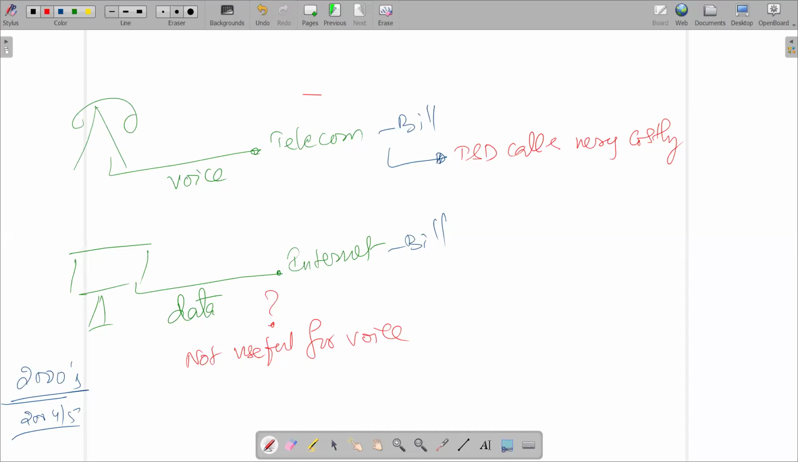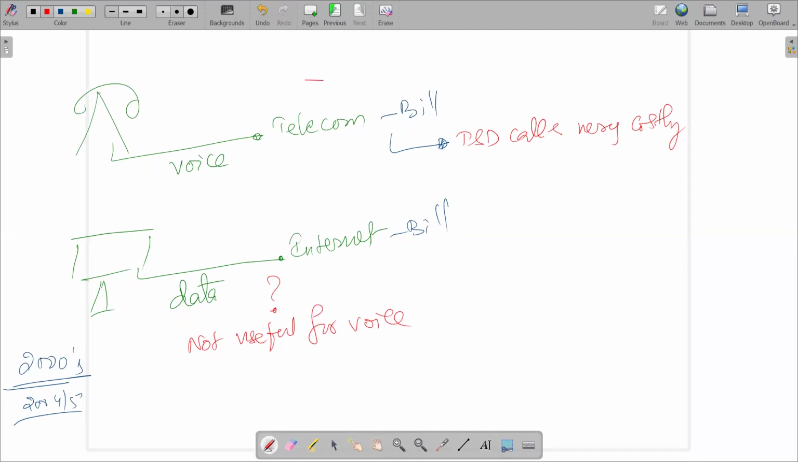Then people thought, why can't we transmit voice through this? Then they came up with a network called IMS, which is IP multimedia subsystems. IP multimedia means multimedia, that is audio and video, can be transmitted through IP packets.